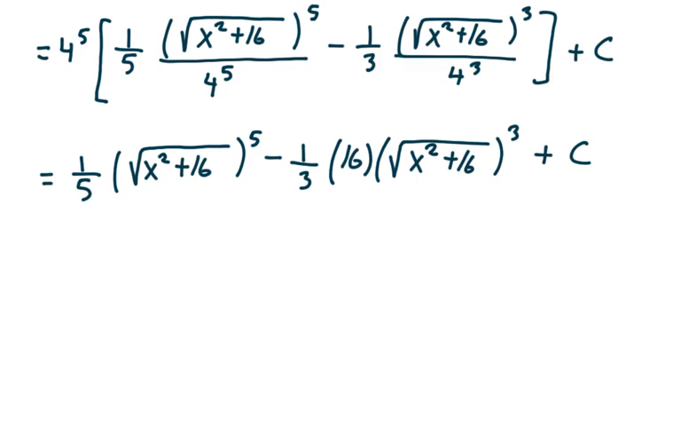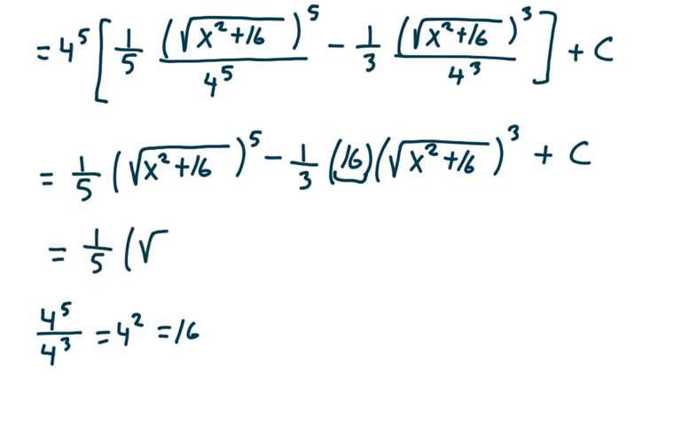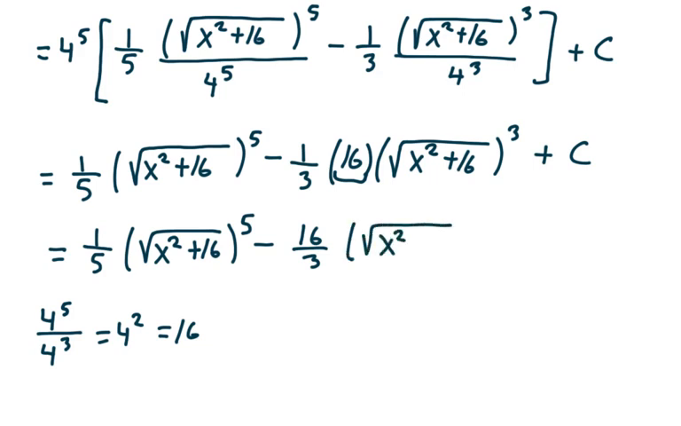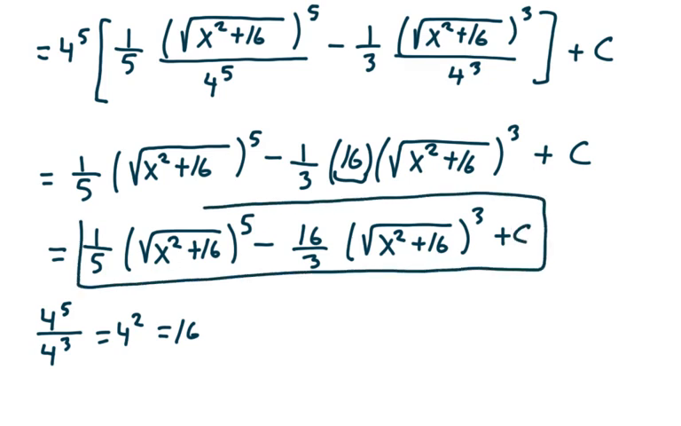I hope that's okay. Remember, 4 to the 5th divided by 4 to the 3rd is 4 to the 2nd, right? Which is 16. That's where that number came in. And then just one last step here. So it's 1/5 of the square root of x squared plus 16 to the 5th minus 16/3 times the square root of x squared plus 16 to the 3rd plus c. And that's how we do problem number 9.